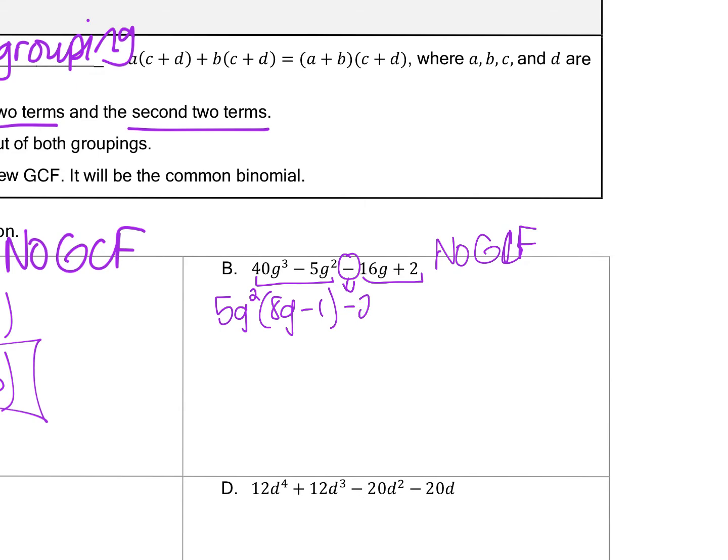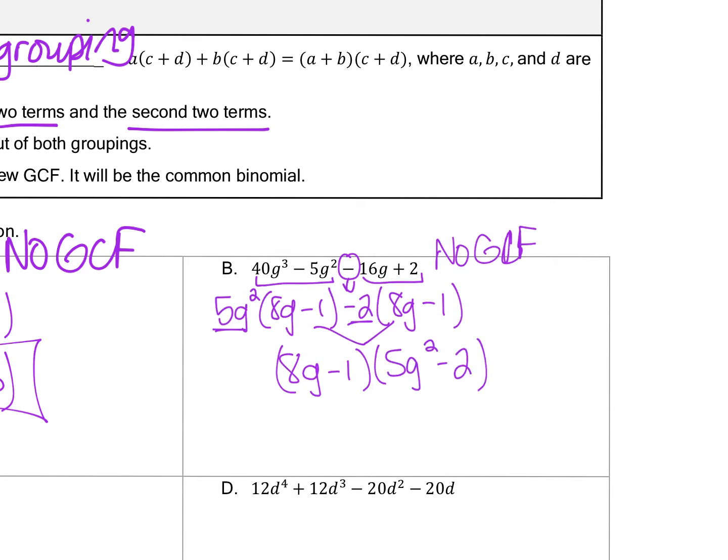The GCF would be 2, but I'm going to take a negative 2 out because it's a subtraction. So make sure you're dividing both of them by negative 2. So you should end up with an 8g minus 1. Remember I said the great thing about factoring by grouping, those should match. Since they have those in common, you're going to take out that greatest common factor, which is the 8g minus 1, and then you'll just be left with those coefficients in front, which is 5g squared minus 2. Again, always check that. Make sure that you can't go another step with it.